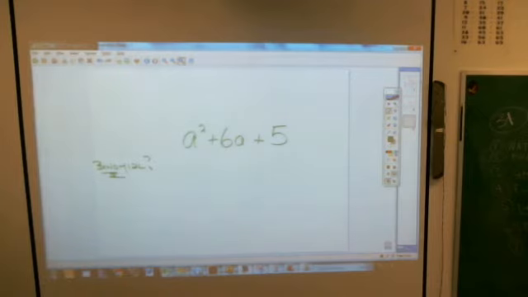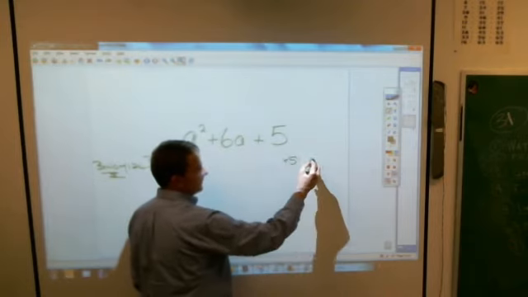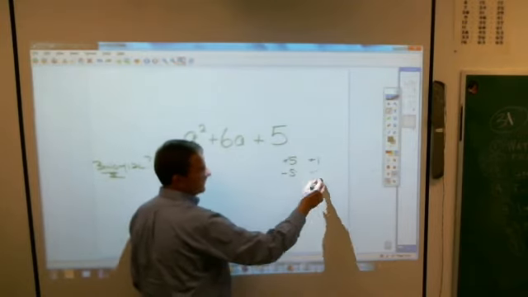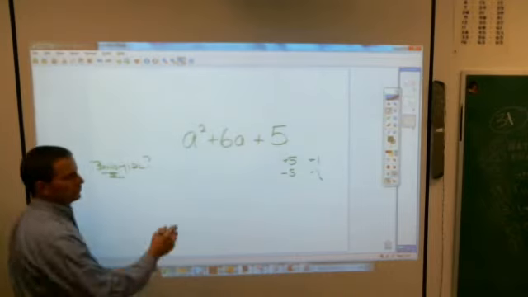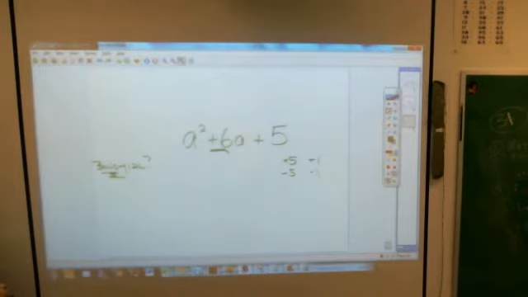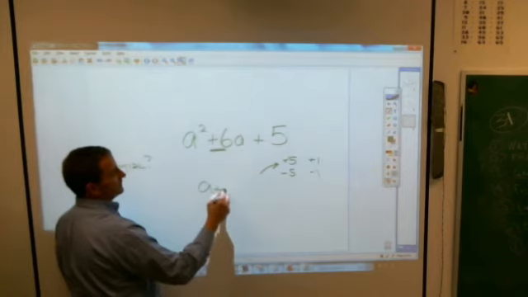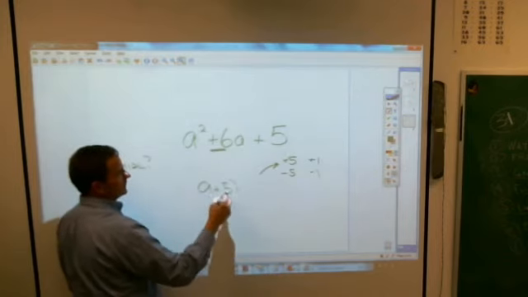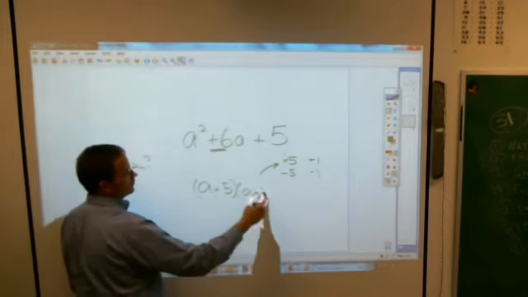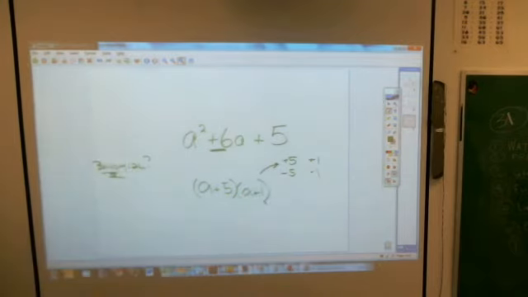So only 2 ways to get positive 5. That's either a positive 5 and a positive 1, or a negative 5 and a negative 1. Only one of those 2 combinations would added together give you 6. Which, Isabel, is? A plus 5 times A plus 1. Someone says, yes, let's try one more.